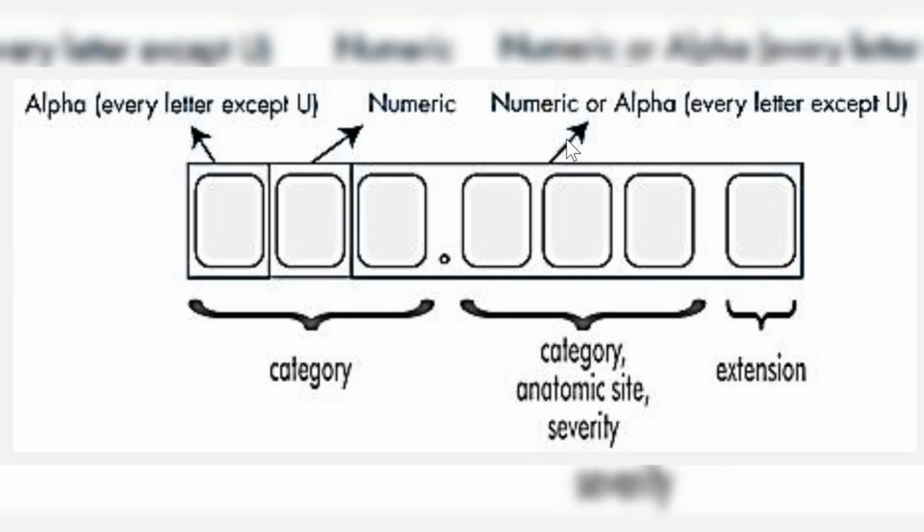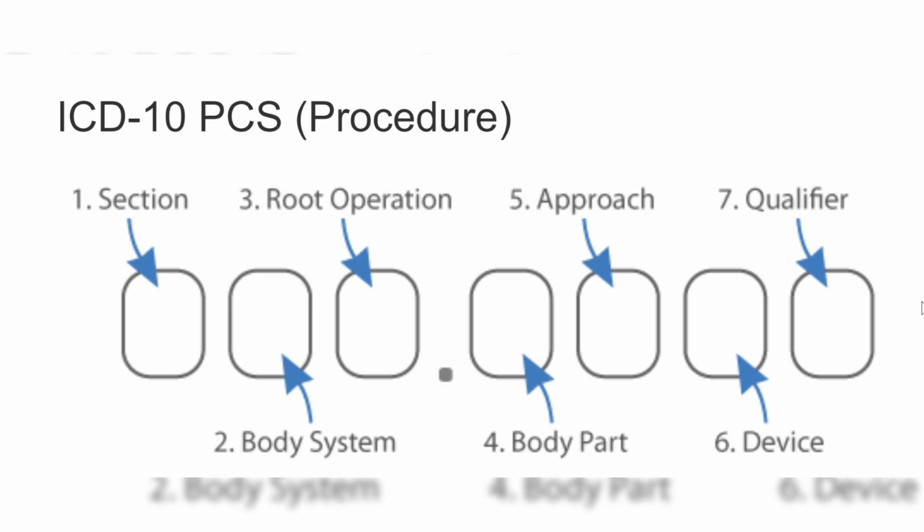ICD-10-CM codes can range from 3 to 7 characters. They start general and get more specific as you add characters, things like which side of the body is affected or if it's an initial or follow-up visit. On the other hand, ICD-10-PCS codes are always exactly 7 characters long, and each character provides specific details. You'll see everything from the section of the system, like surgery or imaging, to the body system, the approach, and any devices used.